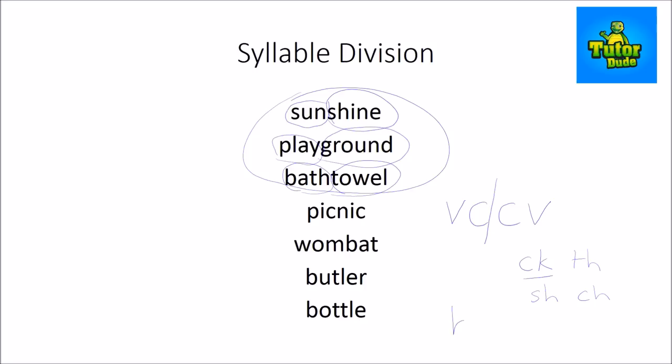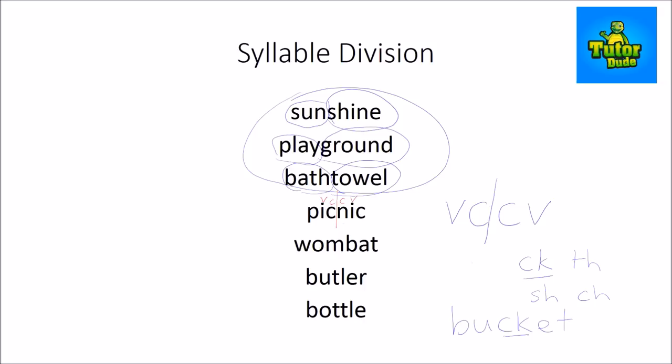So a word like bucket, we would keep the C and the K together. So when we're doing this, we're now looking to see where the vowels are and where the consonants are. The simplest way is to actually mark them: vowel, consonant, consonant, vowel, and I go vowel, consonant, chop. So now I can sound out the first part: p, ick, pick, n, ick, nick. Pick, nick, pick, nick.